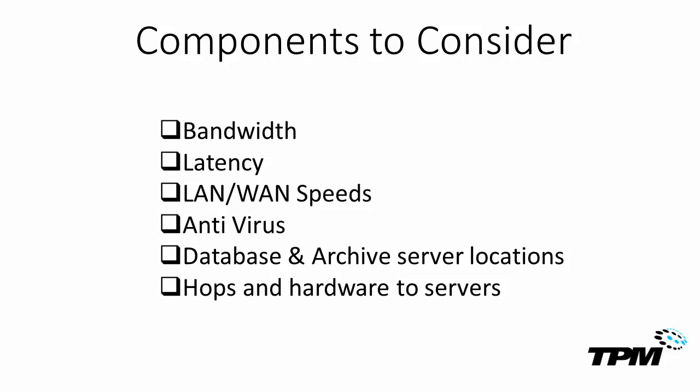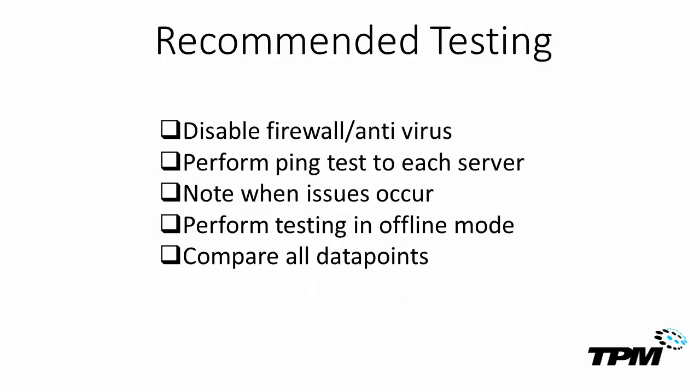We'll also want to take a look at antivirus and firewalls. And then we'll also want to take a look at physical locations of your database and archive server. Along with those locations, we'll look at hops and corresponding hardware that might be along the way. In way of hardware, what we're discussing is, are there switches, are there routers, are there hubs? What does it take to go from where I'm at on my machine to those particular servers?